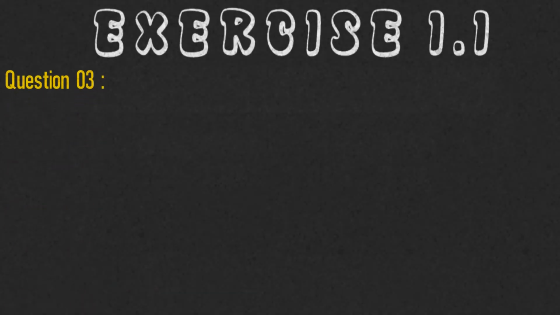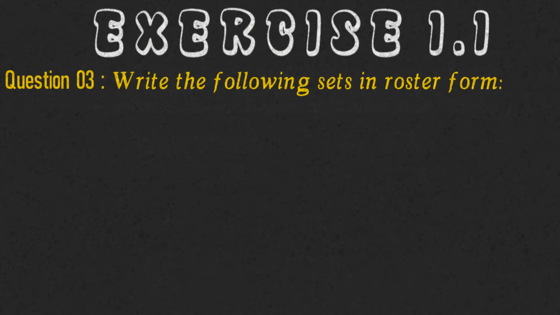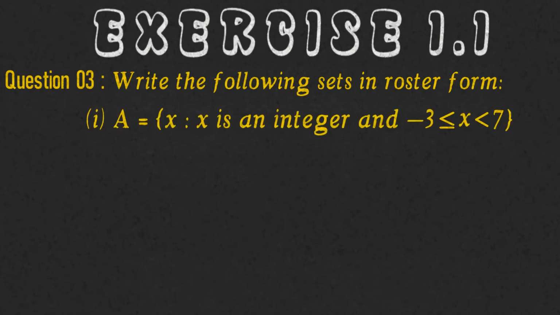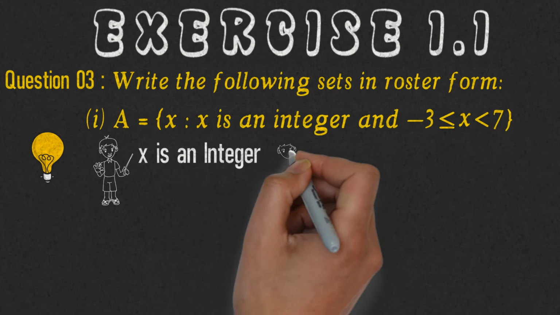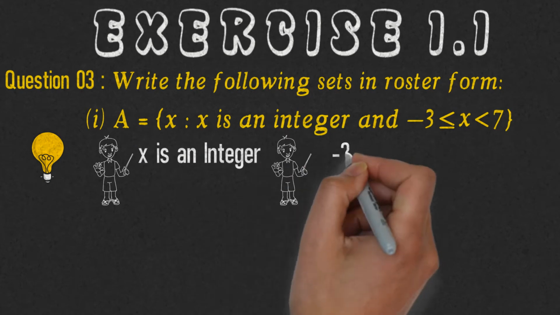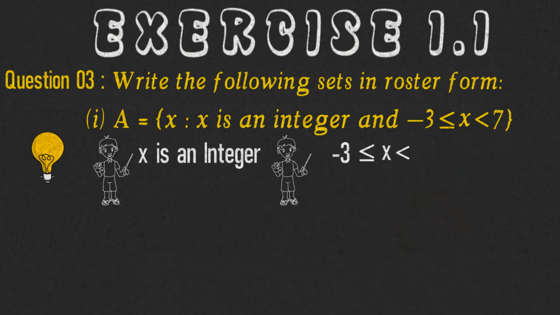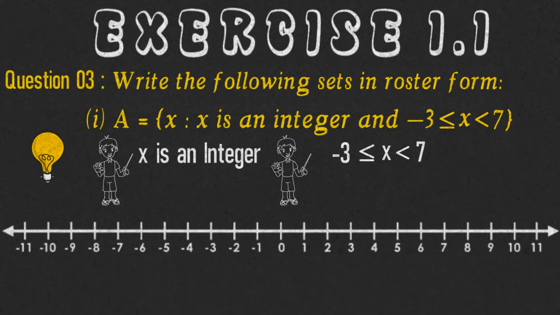Next is question number 3. Write the following sets in roster form. Section 1. A is equal to set of x such that x is an integer and -3 is less than or equal to x less than 7. Solution. There are two conditions mentioned in the question. The first condition is x is an integer, and the second condition is -3 is less than or equal to x less than 7. Consider the number line of integer given below.